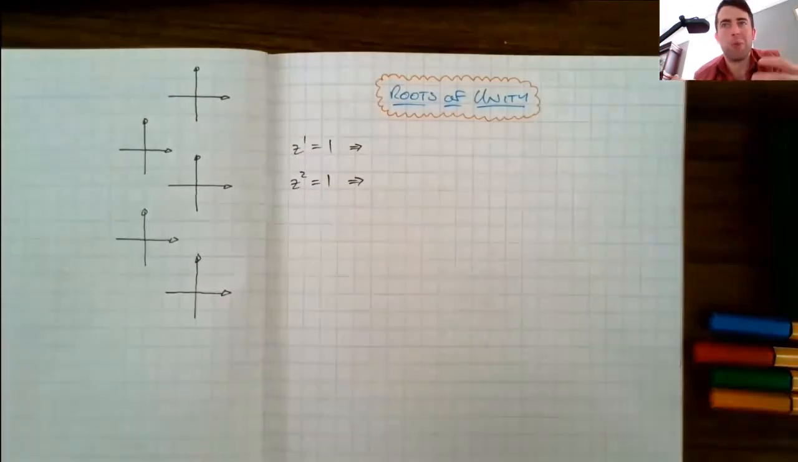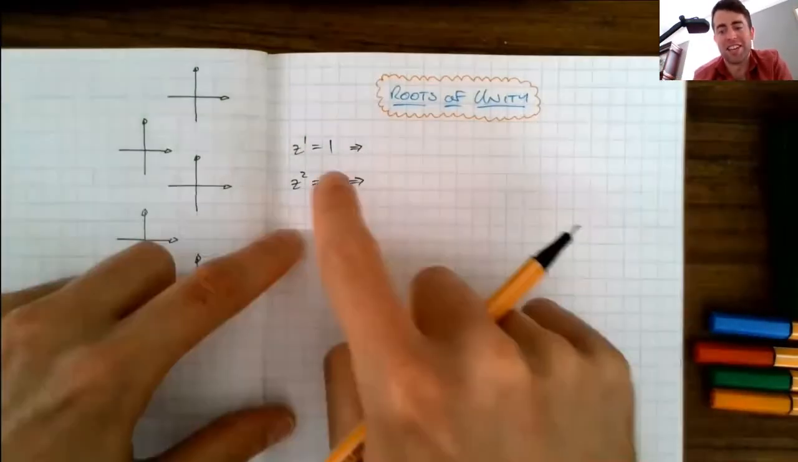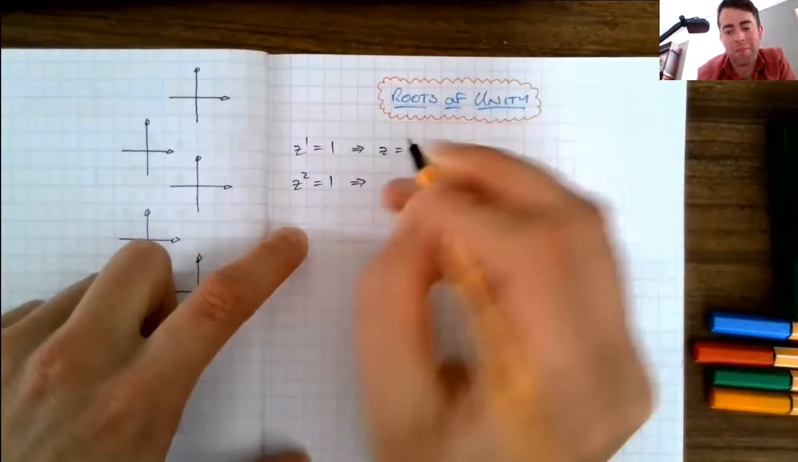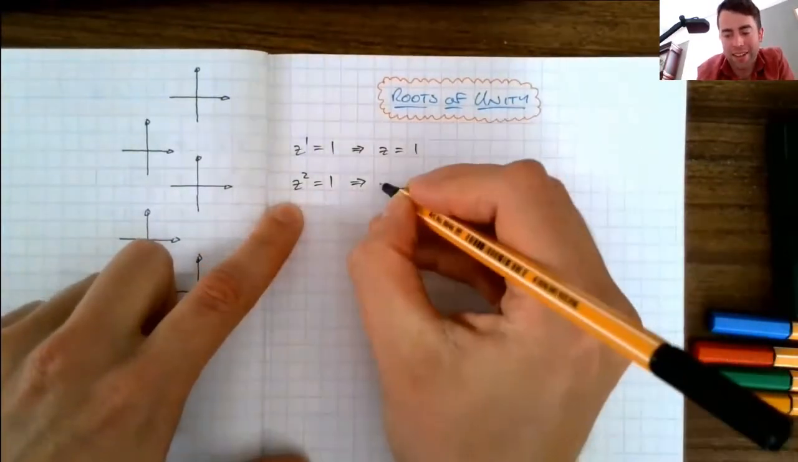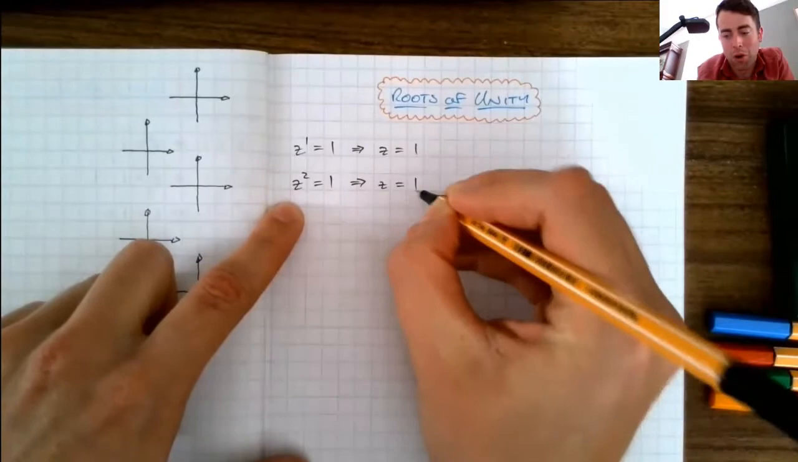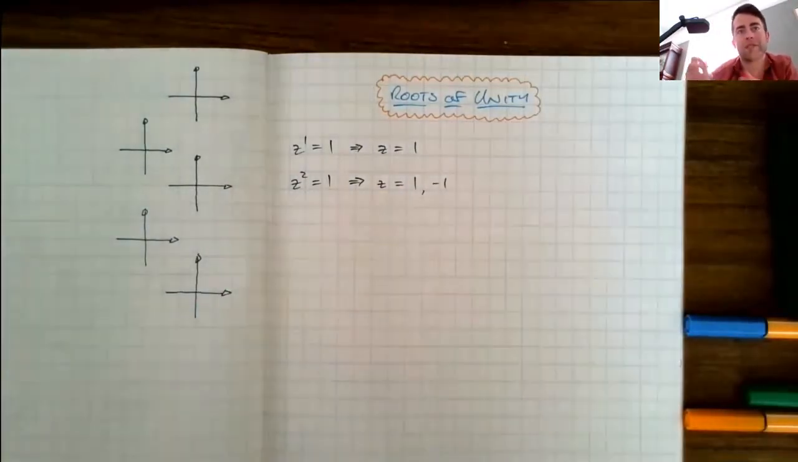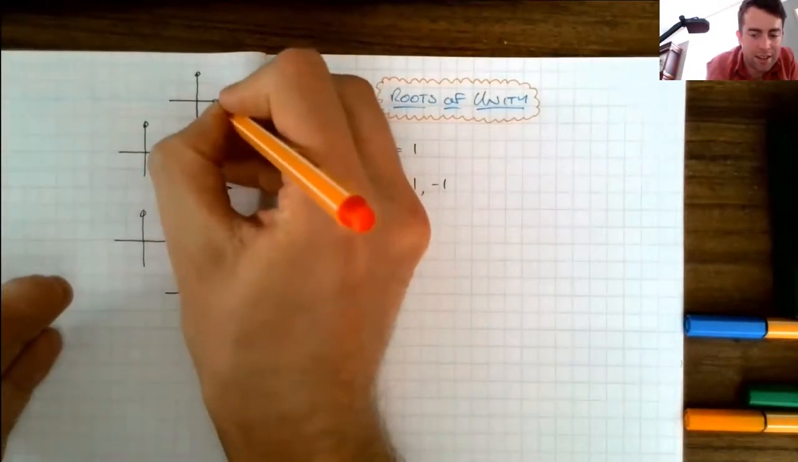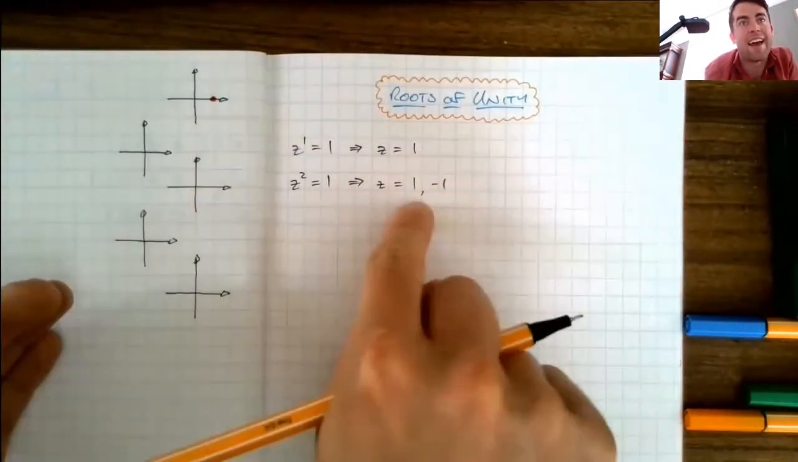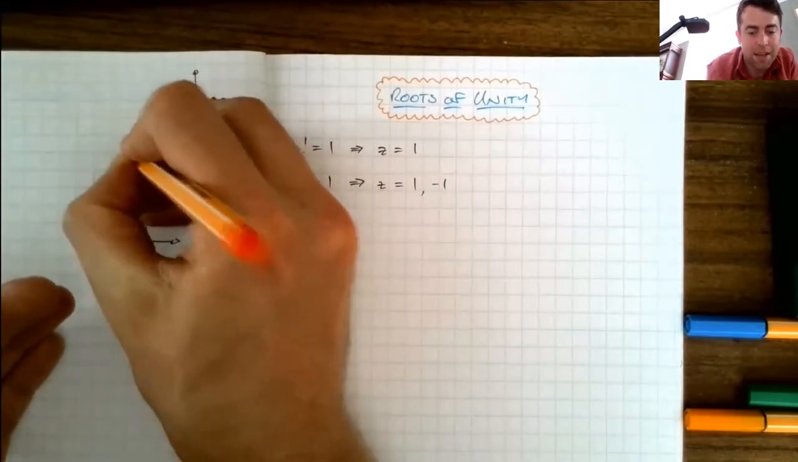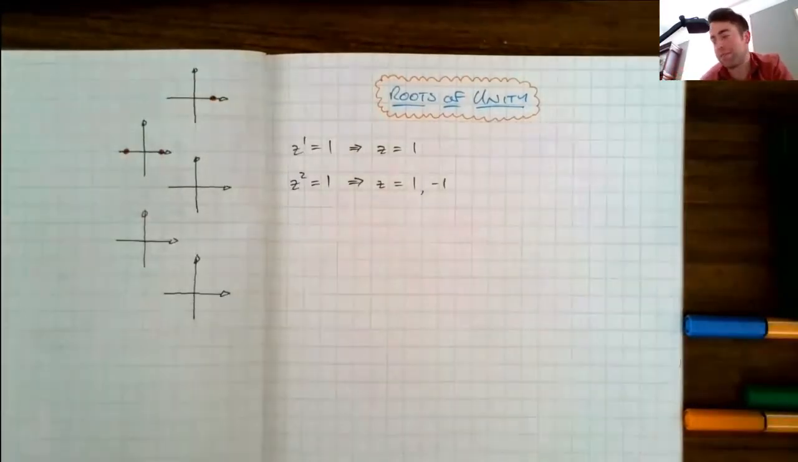These ones we can do easily already. We could have done it at GCSE. The roots of z to the 1 equals 1 gives us z is 1. Z squared equals 1 gives us z equals 1 or negative 1. Let's put those in the little diagrams already. So we've got the first one being there, and the second roots of unity being 1 and negative 1, there and there.